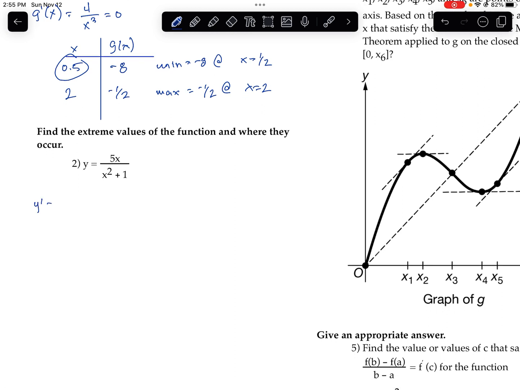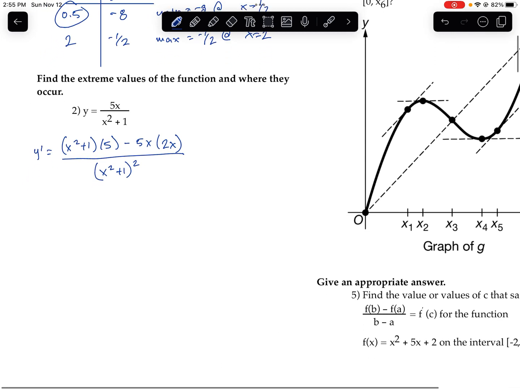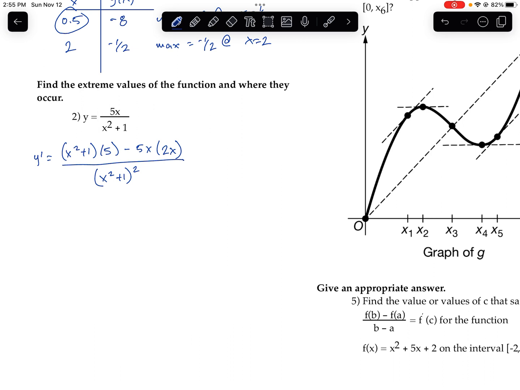So, y prime will be equal to, I'm going to need the quotient rule. So, low d high minus high d low, which would be 2x, and square the bottom. Okay, so this is the derivative. I could simplify, but I'm not really gonna bother right now, because all that matters is we're trying to find when the derivative is equal to 0, because that's where extreme values occur.